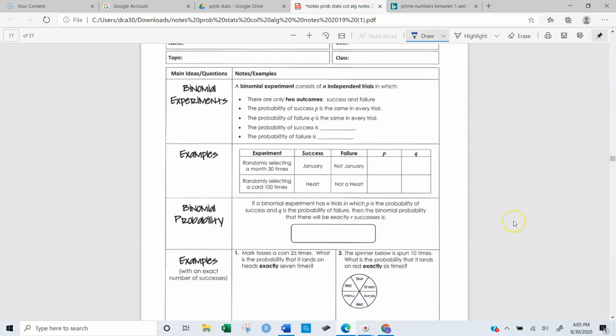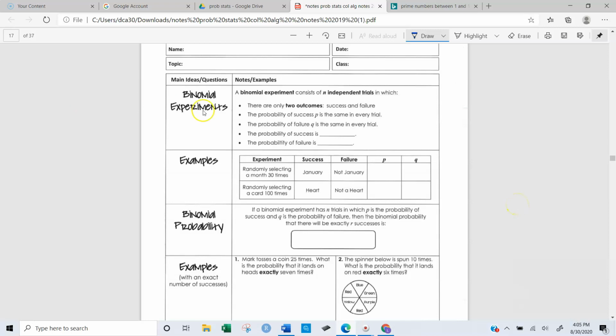Okay, binomial experiment. Binomial means 2. So now we have 2 things going on, and they're n independent trials. There are only two outcomes, that's all we can have. It's either A or B, or success and failure. The probability of success is P, so P is always success. The probability of failure is Q, and it's always 1 minus P to find the Q.